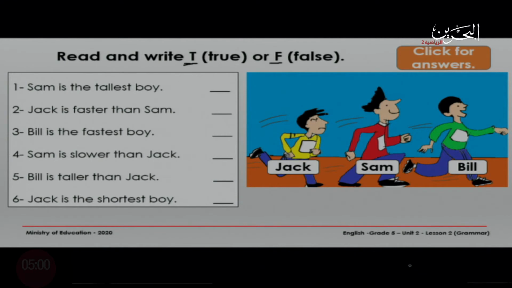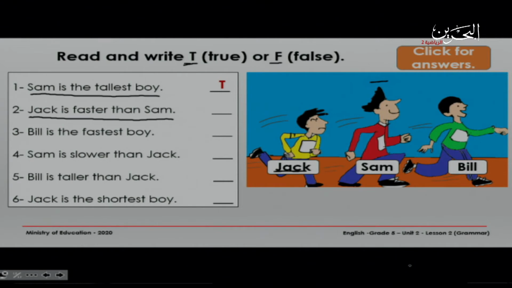Are you done? Now let's check your answers. Let's look at the first one. Sam is the tallest boy. Where's Sam? Look at him. What do you think? Yes, T for true. Number 2. Jack is faster than Sam. Where is Jack and where is Sam? Look at Jack. Is he faster than Sam? What do you think? F. Excellent.